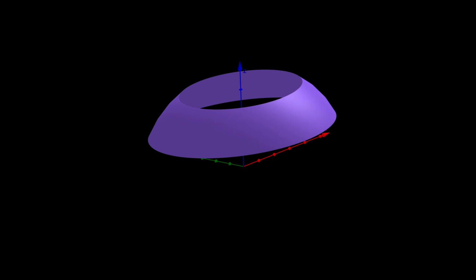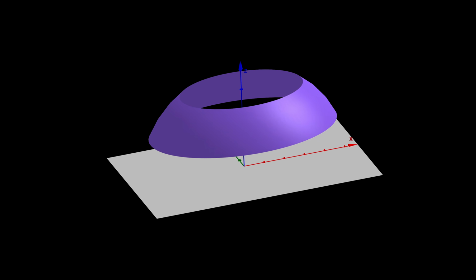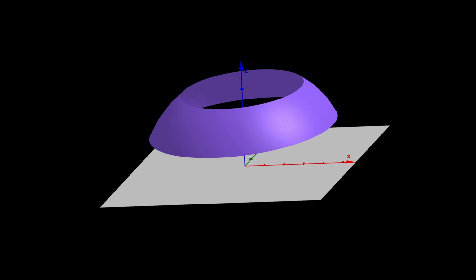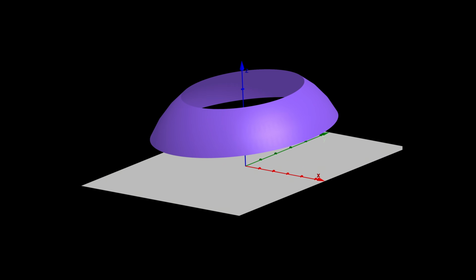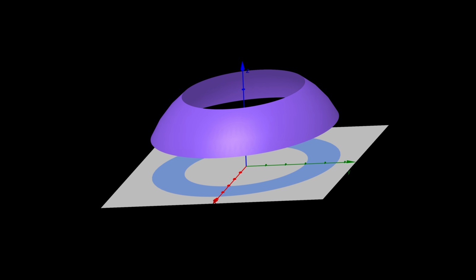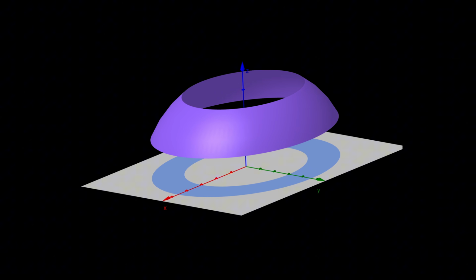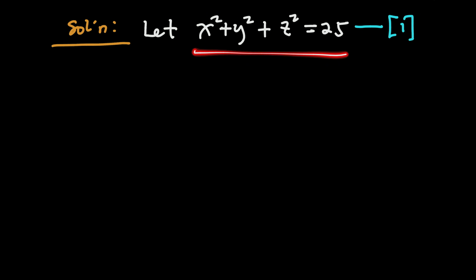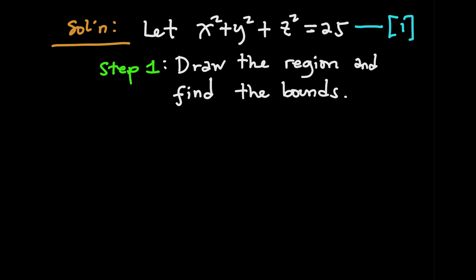Now, if you take the projection of this portion of the sphere onto the xy plane, then you will have this circle, its shadow on the xy plane, which will be the basis for our bounds. For the solution, let's follow similar steps as the previous problem. Here we let the equation of the sphere be equation 1. Step 1: Draw the region and find the bounds.